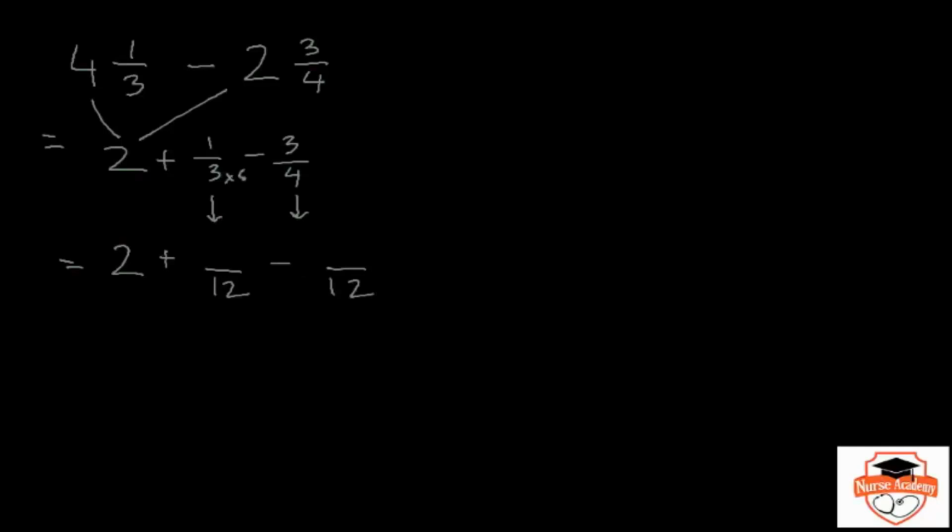3 times 4 is 12. Multiply 1 with 4, you get a 4. 4 times 3 is 12. Multiply 3 with 3, you get a 9. And now there's a problem. This is 2 wholes and 4 minus 9 all over 12. 4 is smaller than 9. So that's going to give you a negative number. What do we do? Remember borrowing in subtraction? That's exactly what we are going to do.